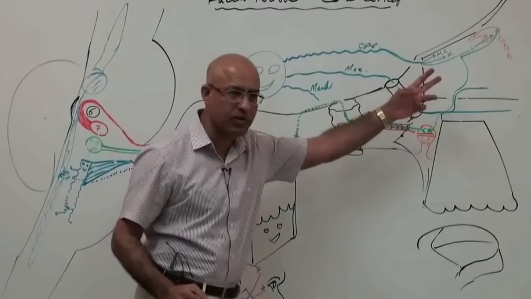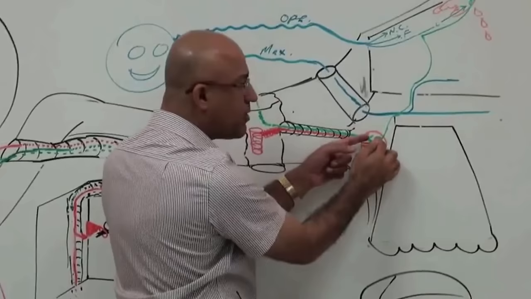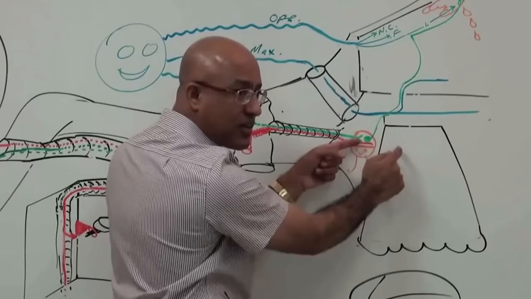But of course, all these parasympathetic fibers coming up to this point, many of them are going to the lacrimal gland, but some of them go to the nose also, so the nasal glands. Some of them come down to the palatine glands. Some of the fibers from here go to paranasal sinuses like the sphenoid sinus or frontal sinus or maxillary sinus, right?